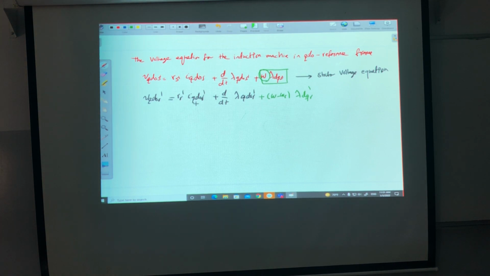So simply this is the voltage equation for the induction machine in arbitrary reference frame. Why do we call it arbitrary reference frame? Because omega here is undefined, correct? Now if omega equals 0, in this case the frame is called what? Stationary. So simply this will be called stationary reference frame.